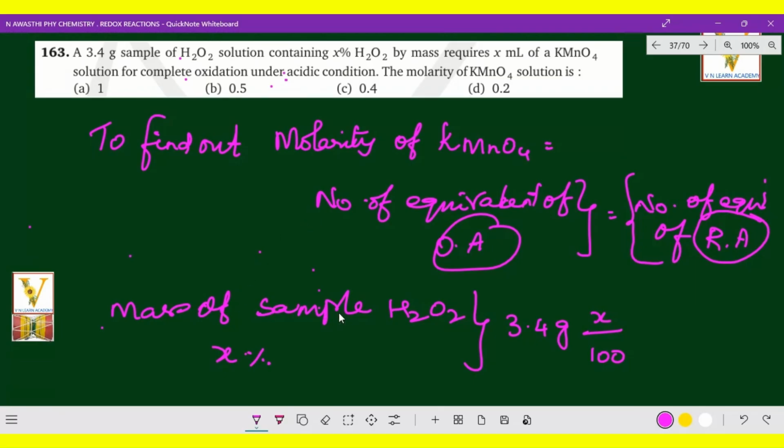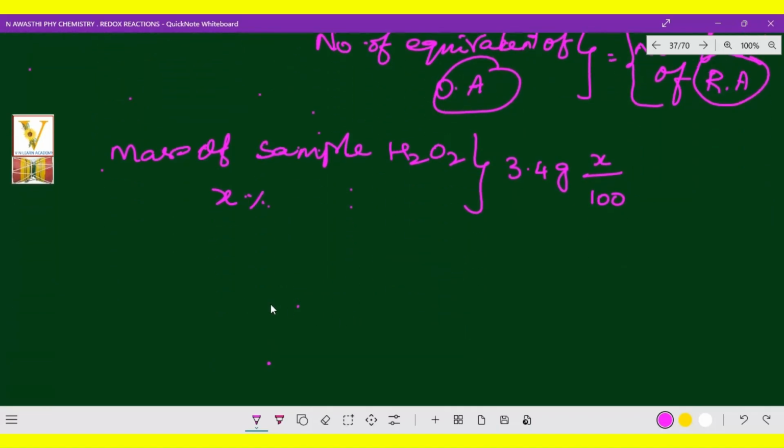Now we have to identify the number of moles of hydrogen peroxide. How do we identify moles of hydrogen peroxide? This is 0.034 x gram, which is the given mass. I hope you got an idea why I brought the mass of the sample, 3.4 gram, and X percentage of that solution: 3.4 gram times X by 100 gives the given mass.